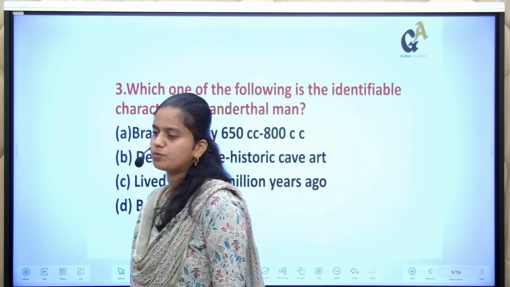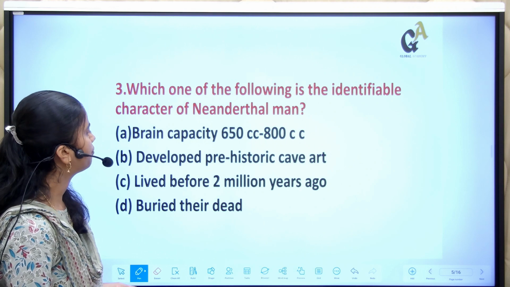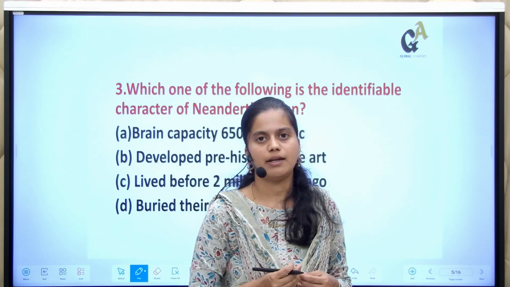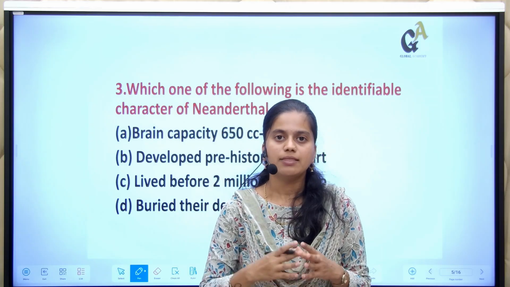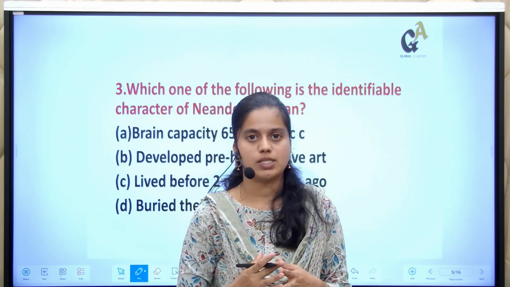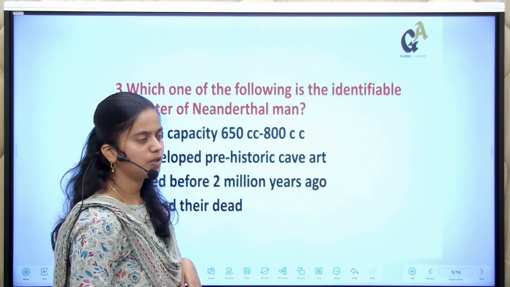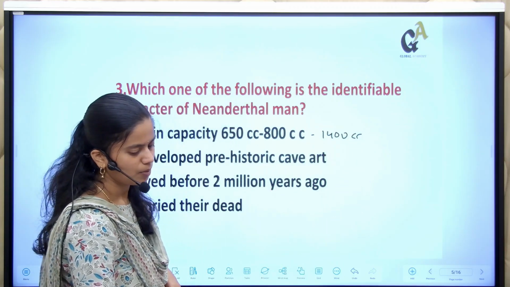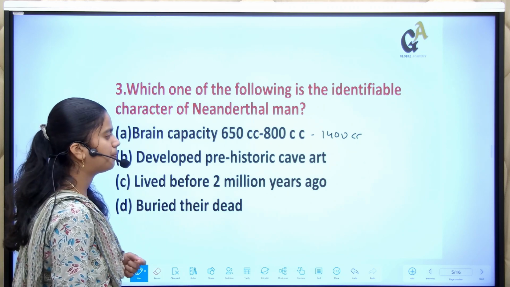Next question, question number 3. Which of the following is the identifiable character of Neanderthal man? I will say one small character: he is the only man who practiced the burying of the dead body. That implies that he was a socialized man, aware of the society. His brain capacity was not 650 to 800 cc, it was nearly about 1400 cc. He had more brain capacity. Option B, developed prehistoric cave art.